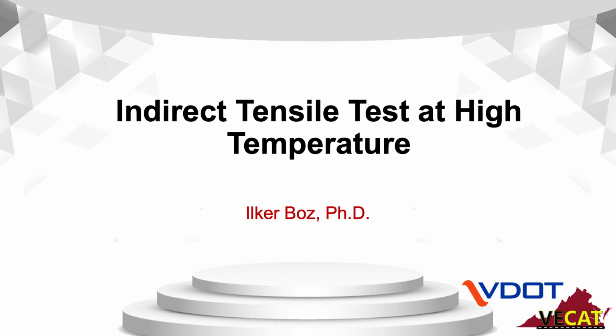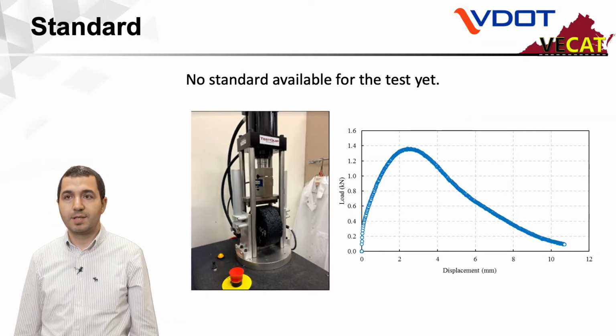In this presentation, I'm going to cover a test method that evaluates the rutting potential of asphalt mixtures. This test is not a requirement at the moment for Virginia Department of Transportation's BMD spec, but the research still undergoing at VTRC evaluated the simple and practical test for rutting evaluation of asphalt mixtures, because APA is not a practical test, especially for production level testing to determine the rutting potential of asphalt mixtures. There is no standard available for this test yet.